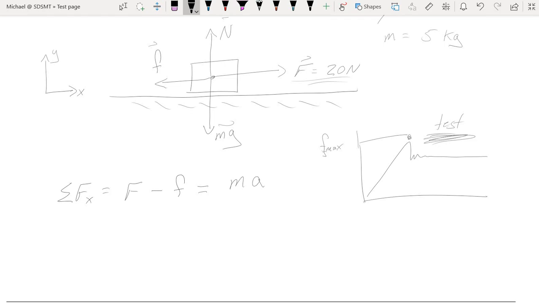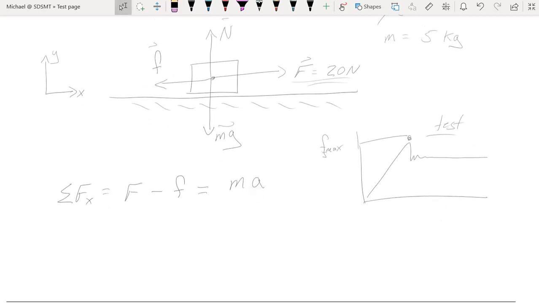If the block remains stationary, then the acceleration will equal 0. If the block starts to move, then there will be some non-zero acceleration associated with this expression. But again, we have to wait until we've determined which of the friction forces we're dealing with.